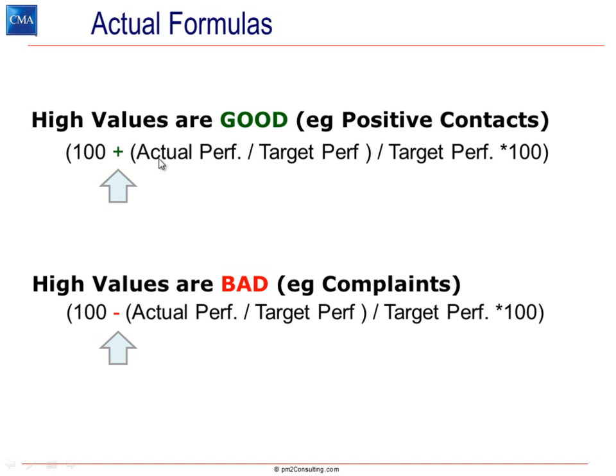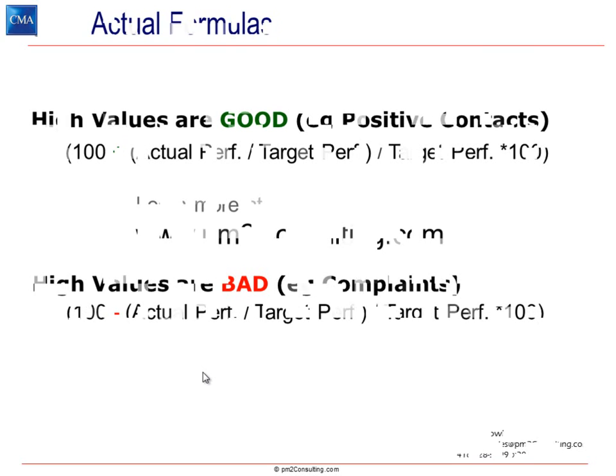Here's the actual formula that we're going to use. When high values are good, things like positive contacts or customer satisfaction, we're going to use 100 plus actual performance minus target performance, in total divided by target performance, times 100. If high values are bad, we're going to take 100 minus actual performance minus target performance, divided by target performance, times 100. So the only difference is the plus or minus, and that effectively flips the performance index upside down to give us the desired numbers.